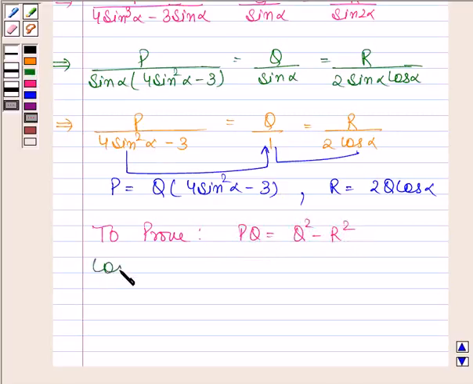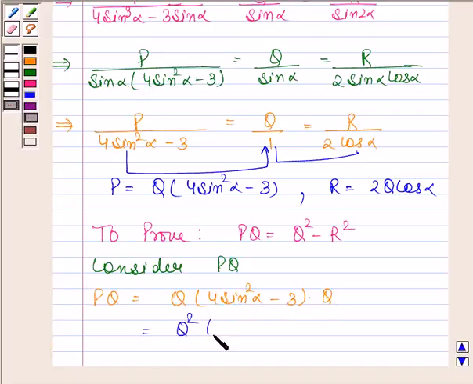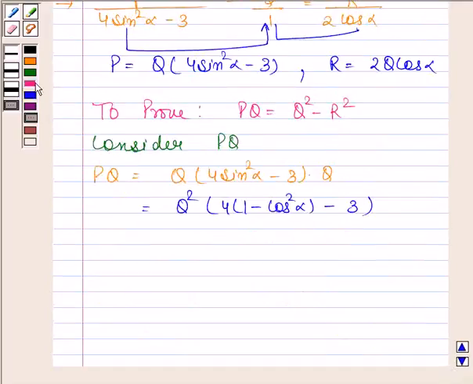Now consider P into Q. P is equal to Q into 4 sine square alpha minus 3, into Q. Now this is equal to Q square into, we can write sine square alpha as 1 minus cos square alpha. Sorry, here we will have 1 minus 4 cos square alpha.